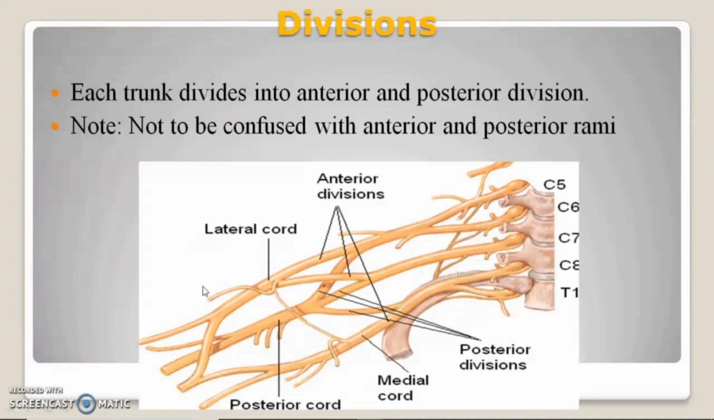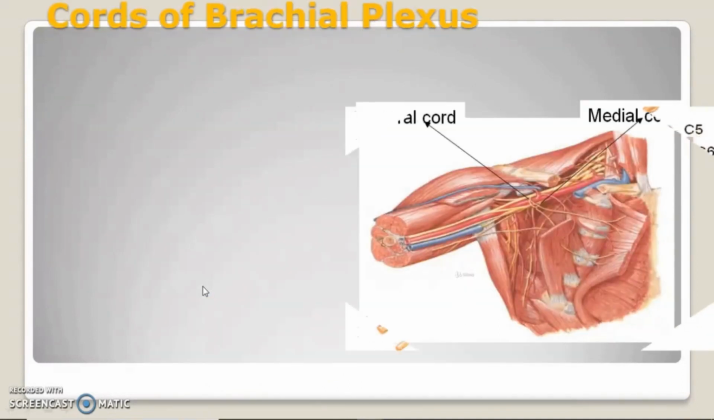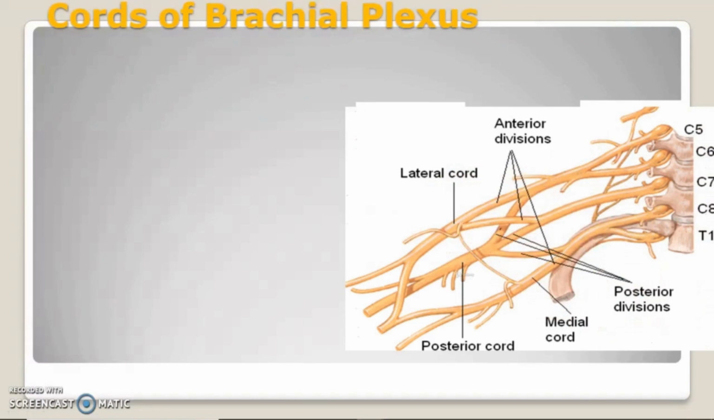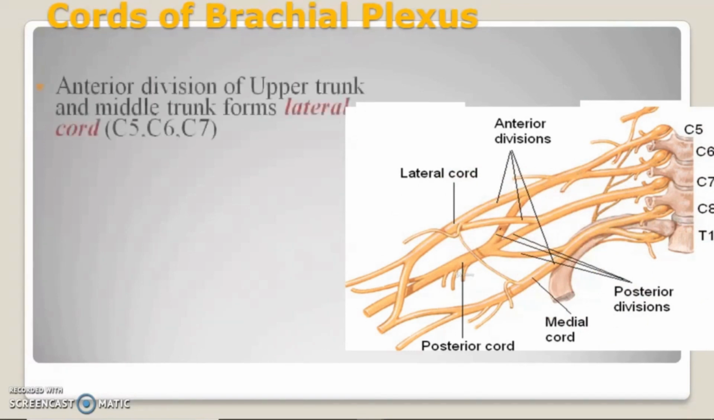Now we will move on to the cords of the brachial plexus. Talking about cords of the brachial plexus, in this picture again you can make out we will be having these divisions, right? These divisions unite together, and again it is going to form a single trunk. That single trunk we will call a cord.